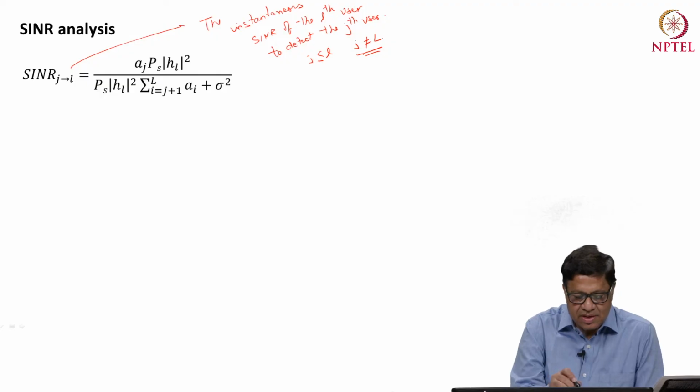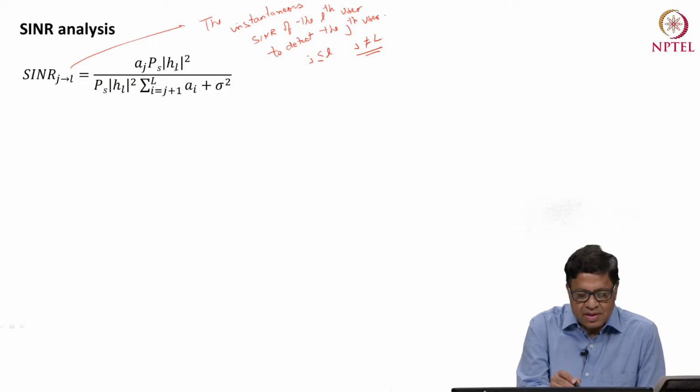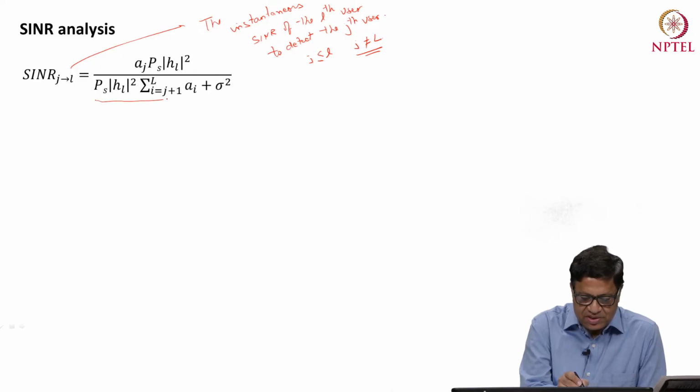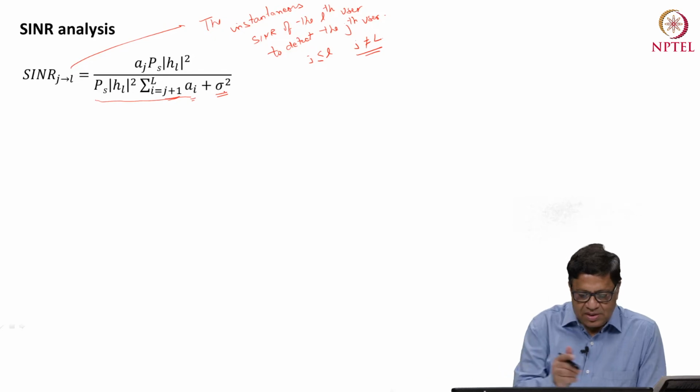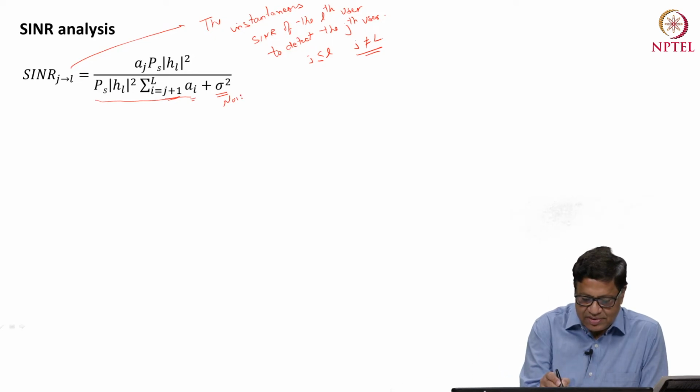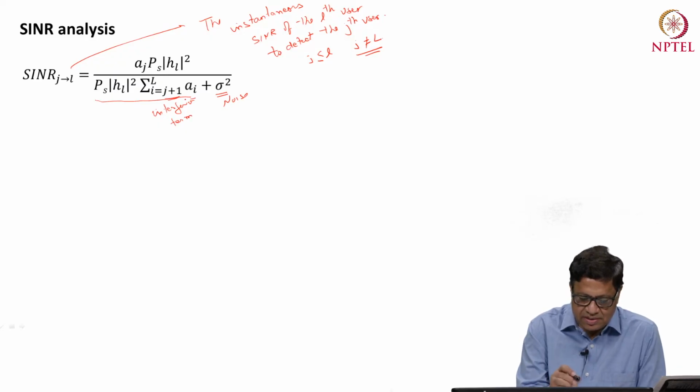This can be written as A_j P_S, coefficient of the jth user, P_S, H_L is the Lth user, given by, this is the noise term which is coming from the rest of the components, where i is from j plus 1 to L remaining users into A_i, plus the noise, which is sigma square. So this is the interference term, this is the noise. And this power is the instantaneous power of the Lth user to detect the jth user.